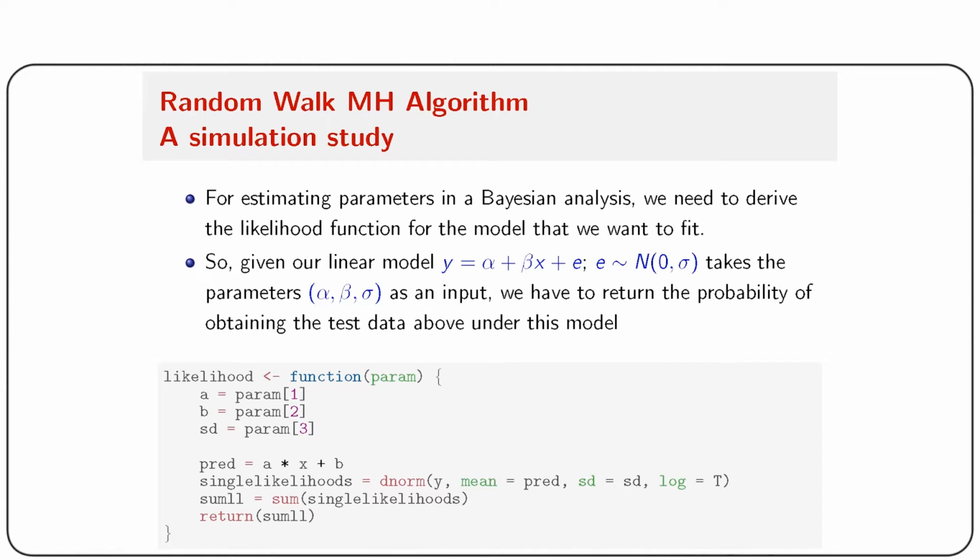For estimating the parameters in a Bayesian analysis, we need to derive the likelihood function for the model that we want to fit. So given our linear model y equals alpha plus beta x plus e, with e normal 0 sigma, it takes the parameters alpha, beta and sigma as input, and we have to return the probability of obtaining the test data above under this model. So first let's define the likelihood by this function.